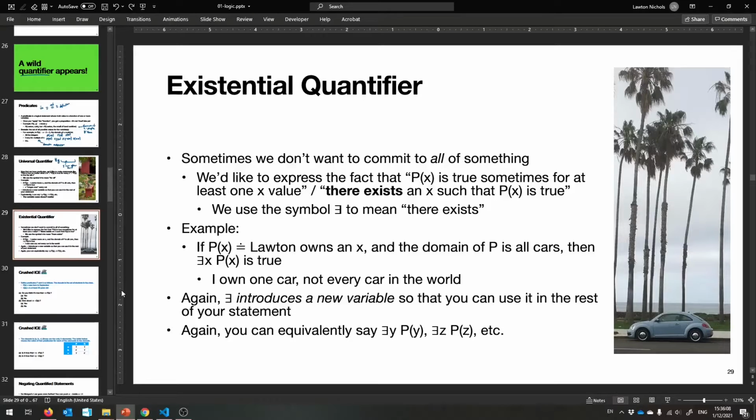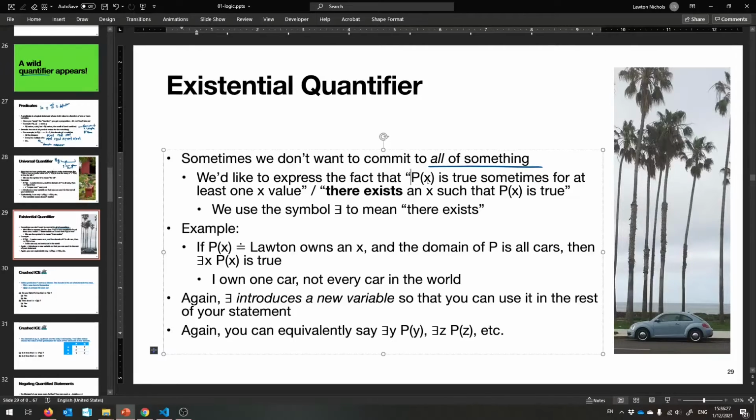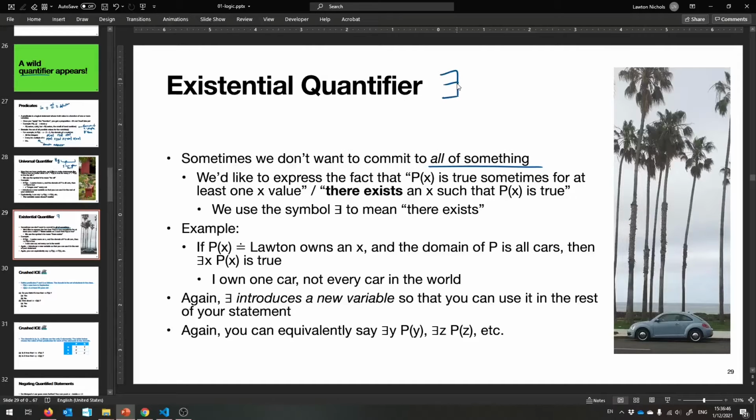On the flip side, you have a dual of the universal quantifier called the existential quantifier. Kind of like existential dread, right? Sometimes we don't want to commit to all of something. That's a little too much. So sometimes we'd like to say things like, P of x is true, but only sometimes, for at least one x value. There exists an x such that P of x is true for that x. We use the backwards E, the opposite axis, to mean there exists. Whenever you see this, you read it as there exists.